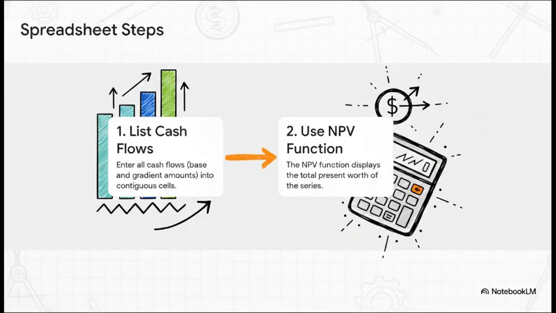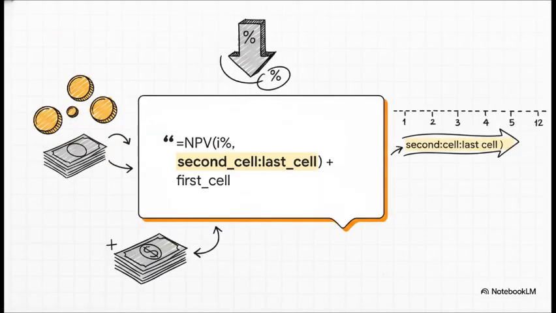So how do you actually do it? It's really just two steps. First, in a column, you just list out the actual cash flow for every single year. No splitting, no thinking, just year 1, 500,000, year 2, 600,000, year 3, 700,000, and so on, all the way down. Okay, then you use the net present value function, or NPV.